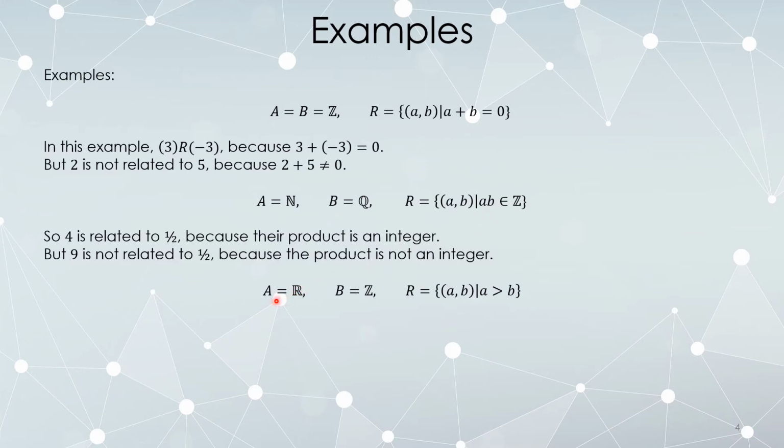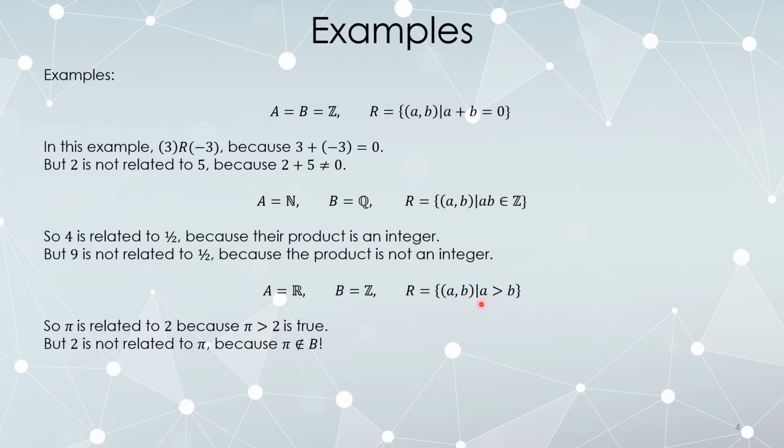Okay, we could also, for example, have A being the reals, B being the integers, and say a real number is related to an integer when it's bigger than it. So pi is related to 2. Pi is a real number, 2 is an integer, and indeed pi is bigger than 2. That's a true statement, so pi is related to 2.